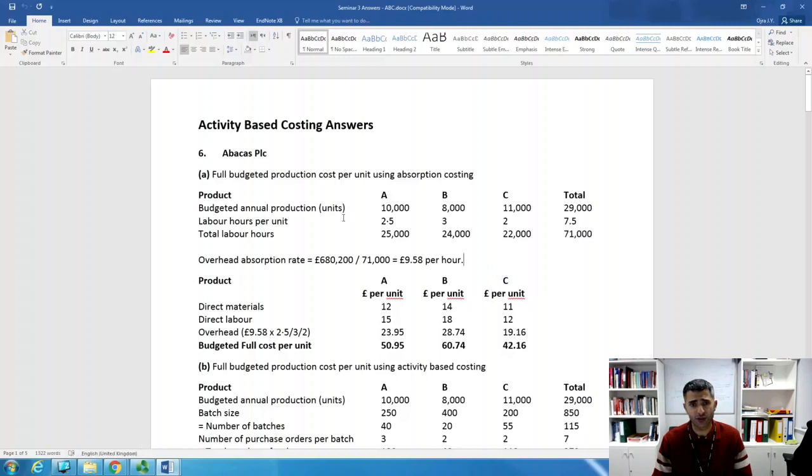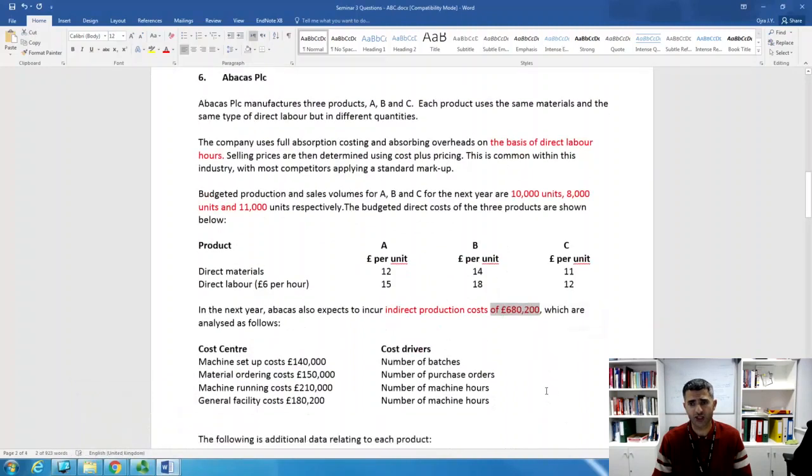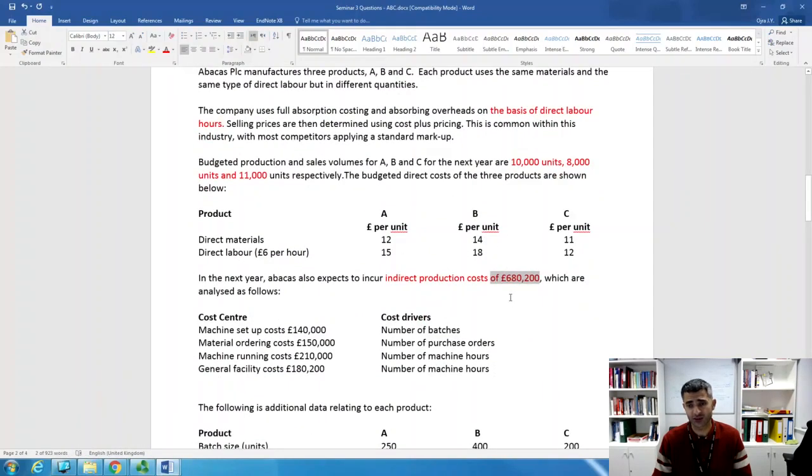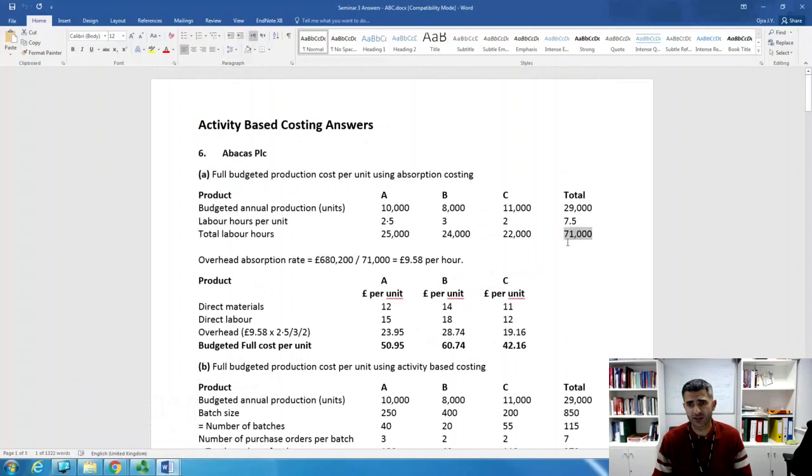So if you apply the formula now, you've got the hours. Easy, just apply the formula, which is the production overhead, 680,200. Here we go. Can you see? This is the production overhead. If you divide it by the number of labor hours, which is 71,000 labor hours, you should be able to find the OAR. The OAR is £9.58 per labor hour. This is the way we calculate the OAR.